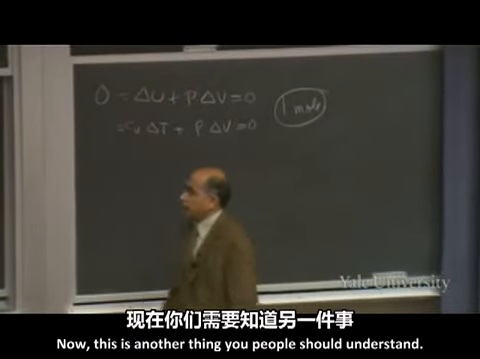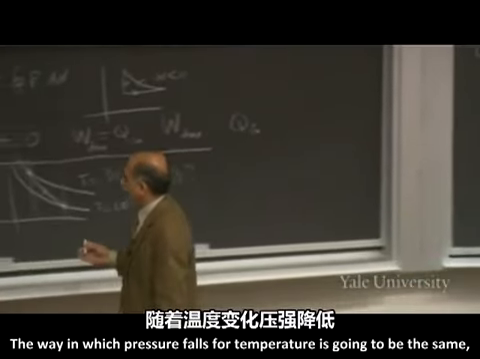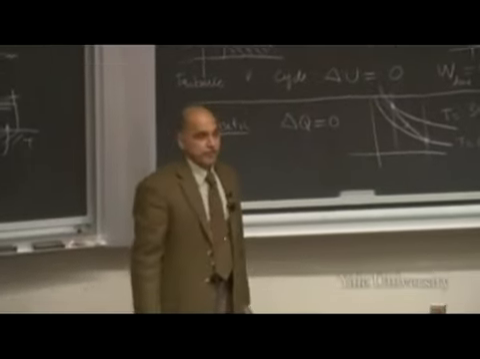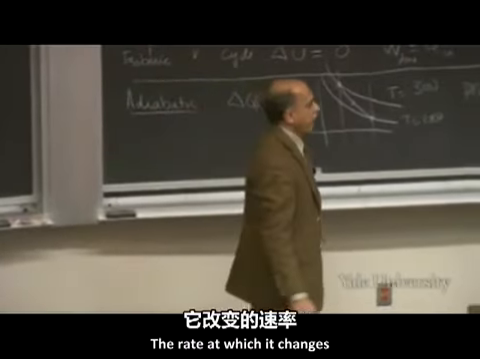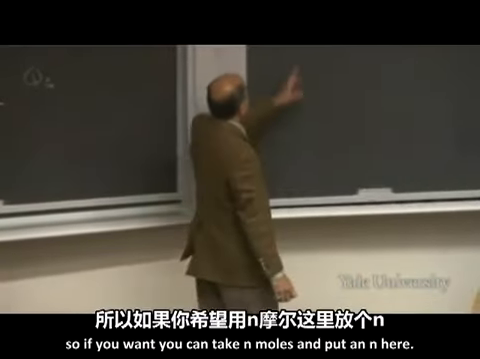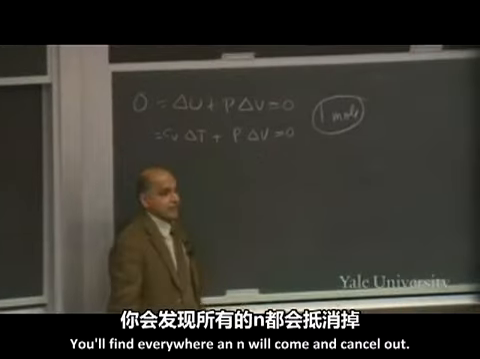Now, this is another thing you people should understand. The way in which pressure falls with temperature is going to be the same whether I consider 1 mole or 2 moles or 10 moles. The rate at which it changes will not be dependent on how many moles I took. So if you want, you can take n moles and put an n here. You'll find everywhere an n will come and cancel out.